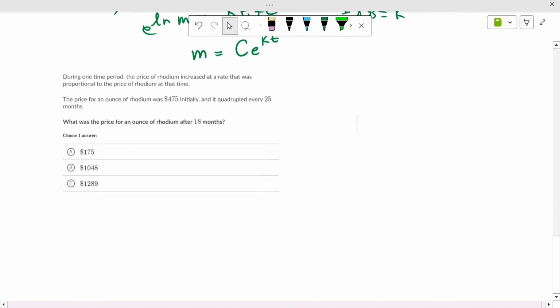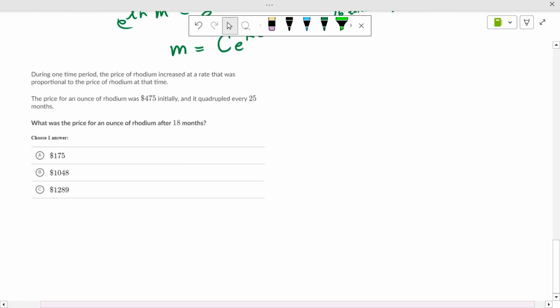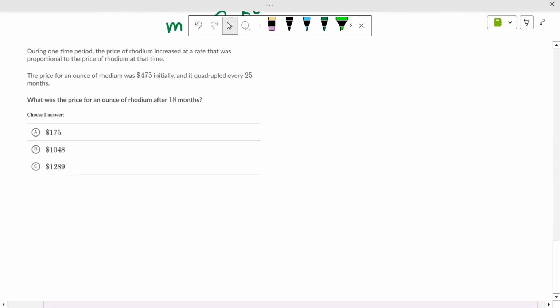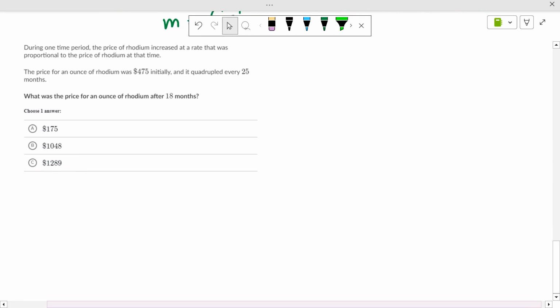Okay, last one for today. During one time period, the price of rhodium increased at a rate that was proportional to the price of rhodium at that time. So, price of rhodium. Price, should we go P for price or R for rhodium? P for price? All right. So dP/dt equals kP. So 1 over P dP equals k dt.